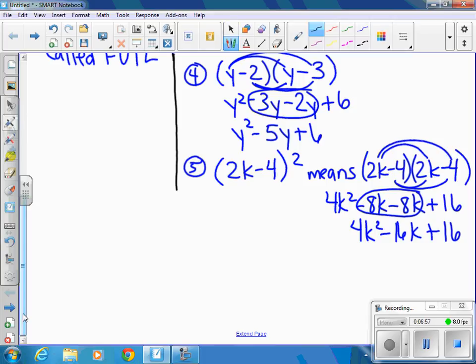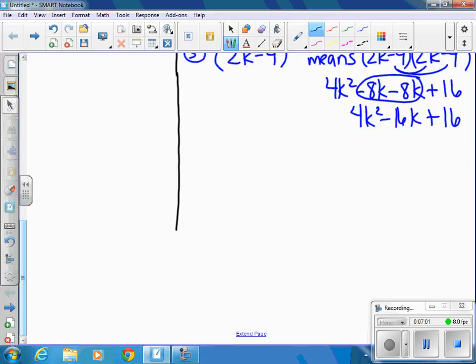All right, this next example that I'm going to show you is still going to use FOIL, but it's also going to tie in the geometry that you're going to need to be able to use next year in geometry class. And this is why we do what we do in here first. All right, they're going to give you a picture, and in this case it's a rectangle, and they're going to give you dimensions on the rectangle, and the dimensions are going to be binomials. So I've given you the length and the width written as binomials each.